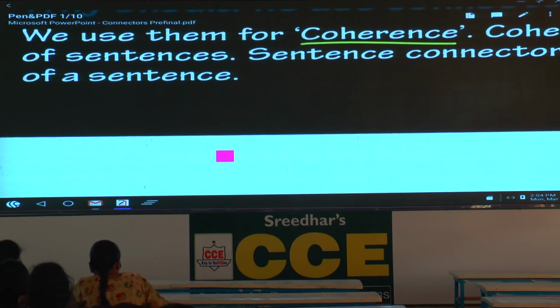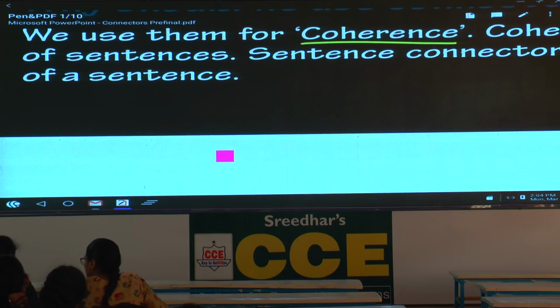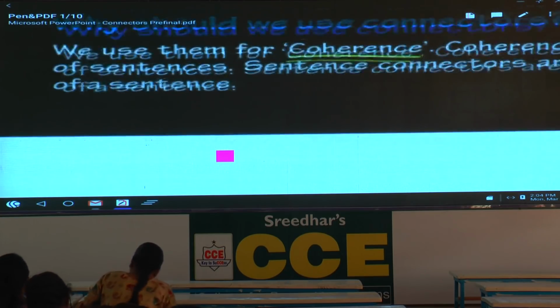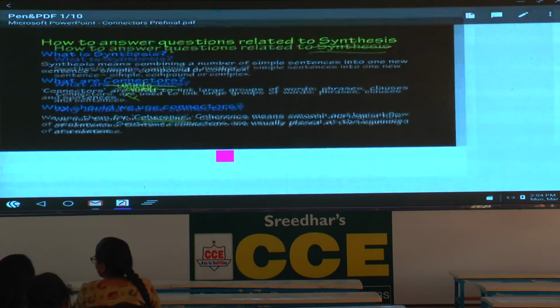Then the third question, why should we use connectors? We use connectors to express coherence. What is coherence? Coherence is nothing but smooth and logical flow of sentences. And what is the position of these connectors? Usually at the beginning of a sentence. All the 3 points clear? Now we'll go to the next slide.